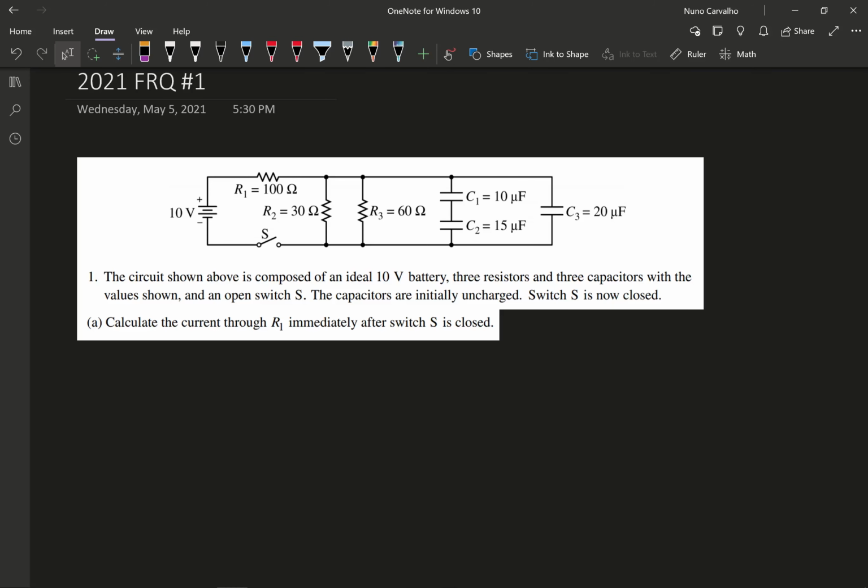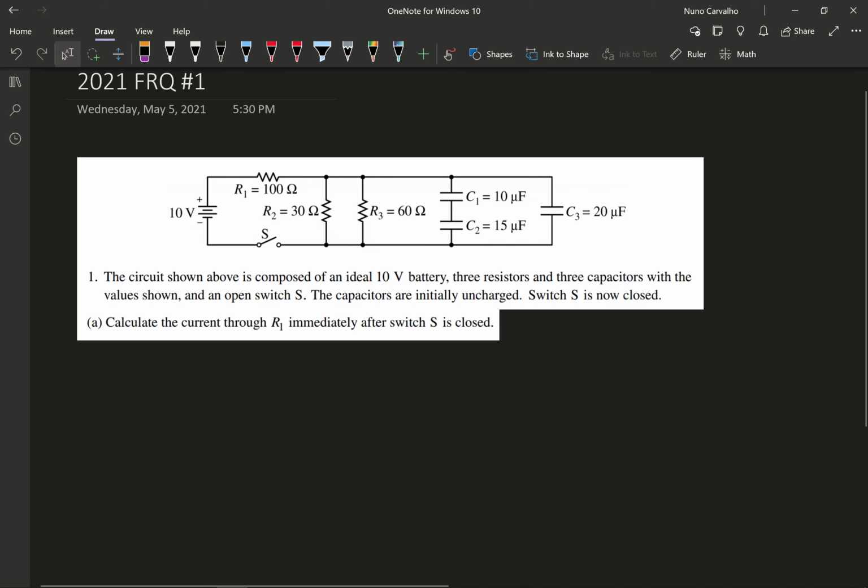So the first FRQ was a circuit problem, and I remember when I opened my exam and saw this giant monstrosity, I was really scared because I thought it was going to be a multi-battery circuit, like we sometimes deal with. But fortunately for us, it was only a single battery. It was just a lot of resistors and a lot of capacitors that we had to deal with.